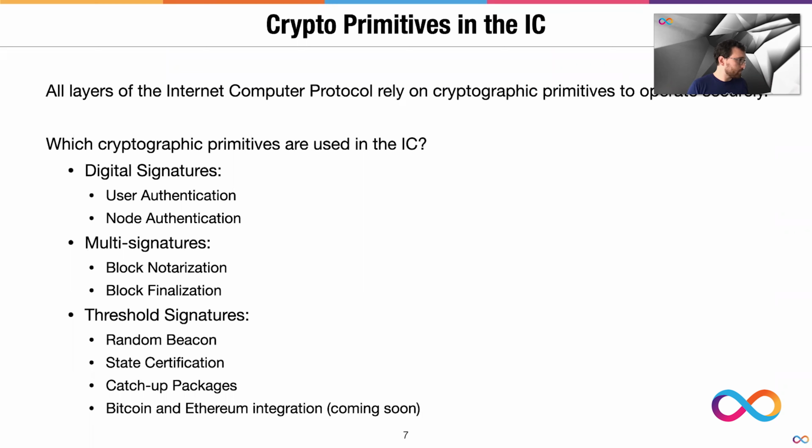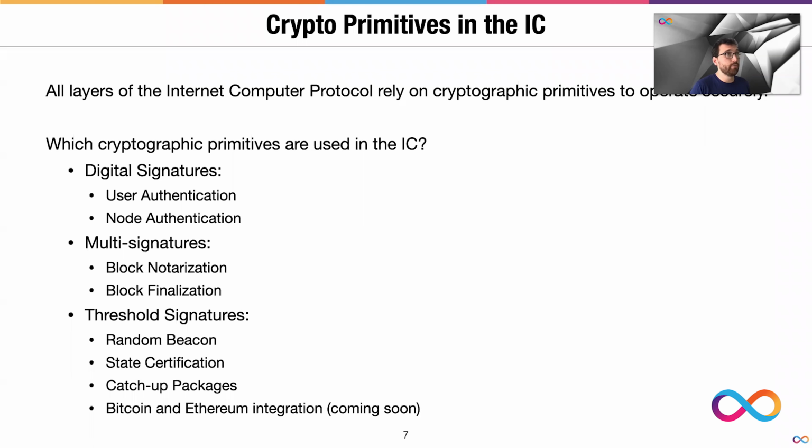And yeah, these kinds of signatures are used quite heavily in the Internet Computer protocol. They are, for example, at the core of the consensus protocol. So they are used for the creation, for example, of the random beacon that is used to select the block makers. But they're also used for certifying the state of the Internet Computer, to create the catch-up packages, for example.